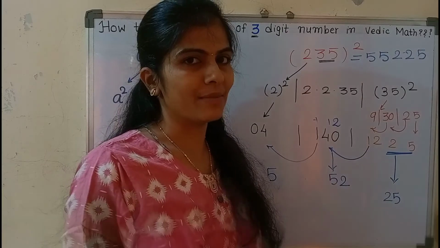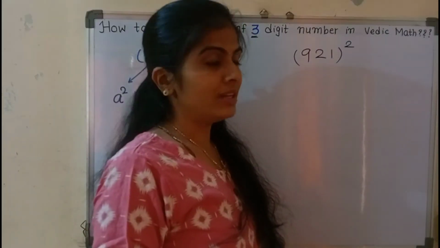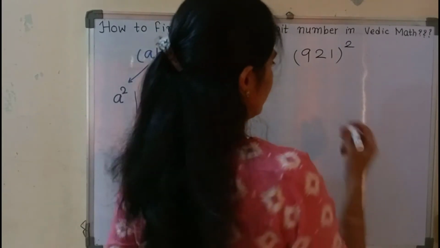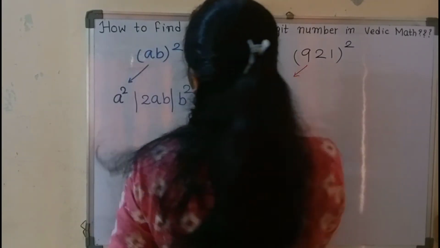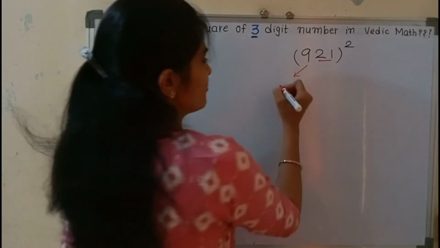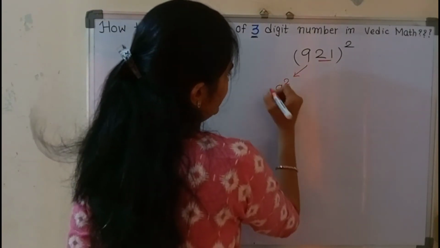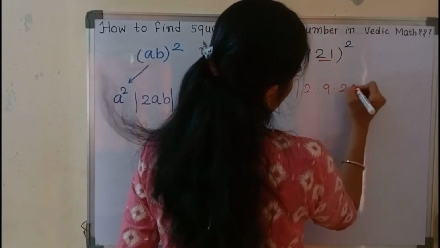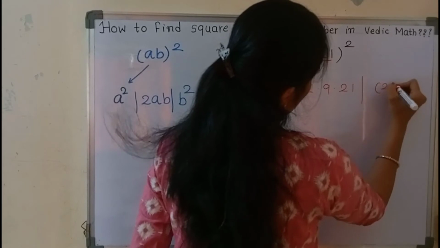Let's take one more example. Our next number is 921. We need to find the square of 921. So what do we need to do? Here, the first step is we will consider this 21 as B, right? So first I am going to write down the square of 9. Then 2 times 9 times 21, and the square of this 21, right?